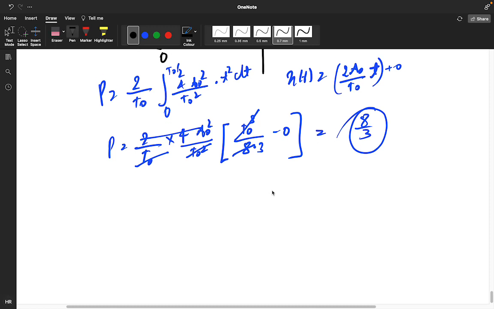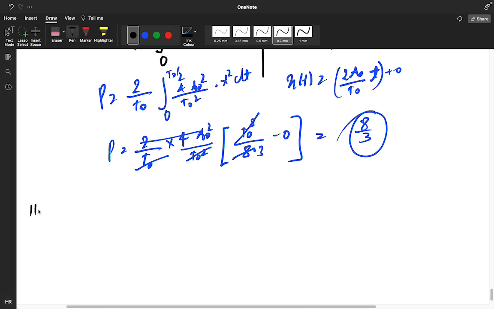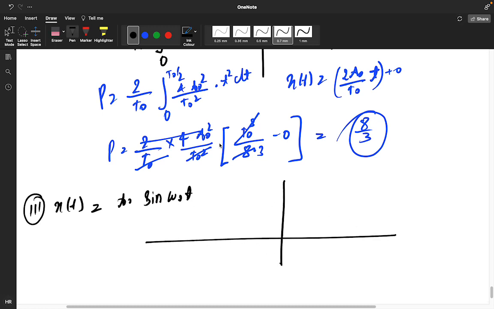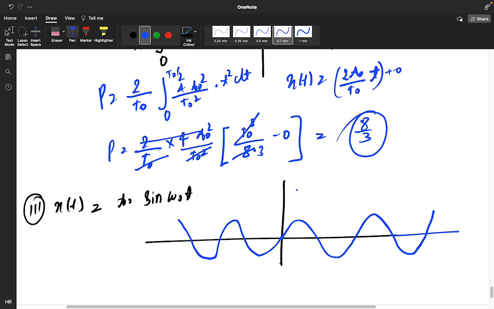Now I am giving you a simple question. Question number 3. X of t is equal to a naught sine omega naught t. Even if you want to solve, sine omega naught t is what? It is your curve like this. So the method I told you, implement that method. This is A naught, this is my T naught.